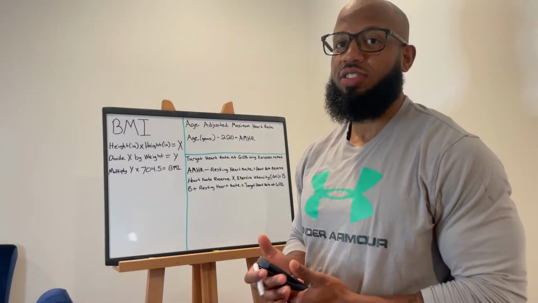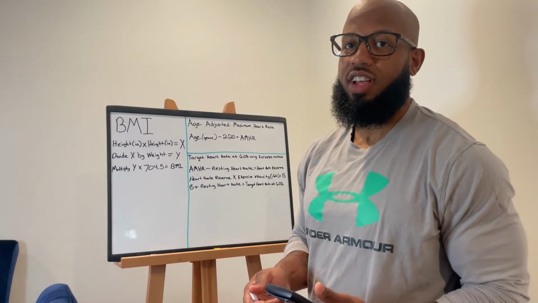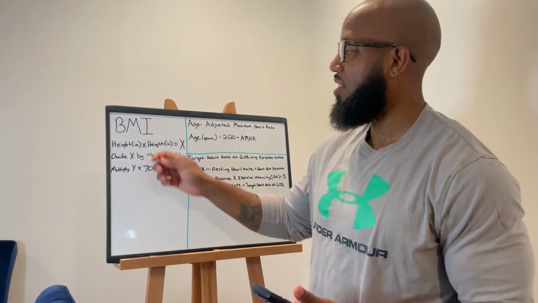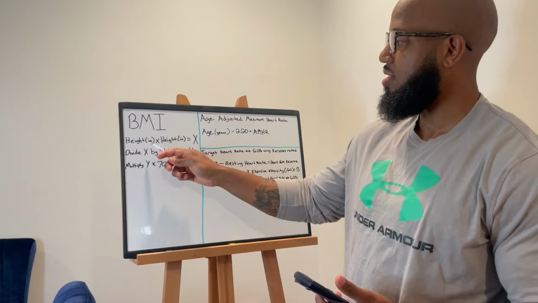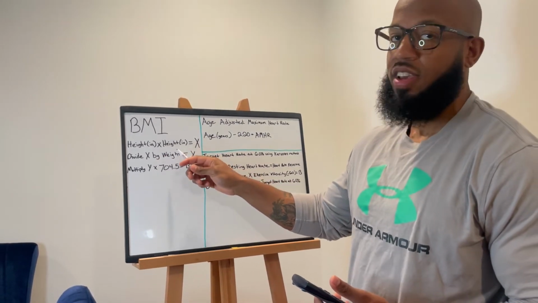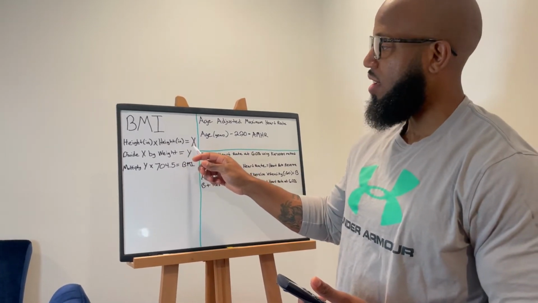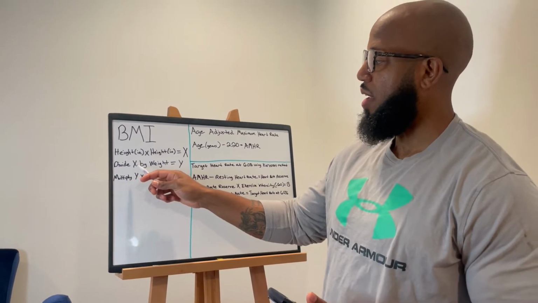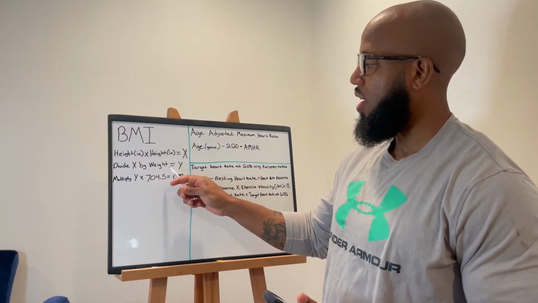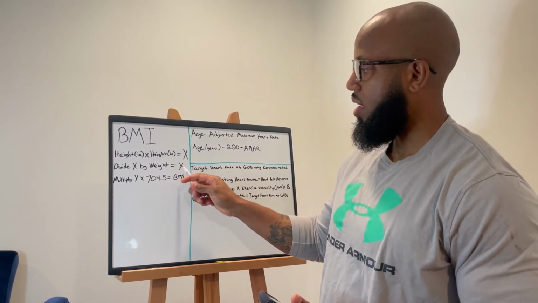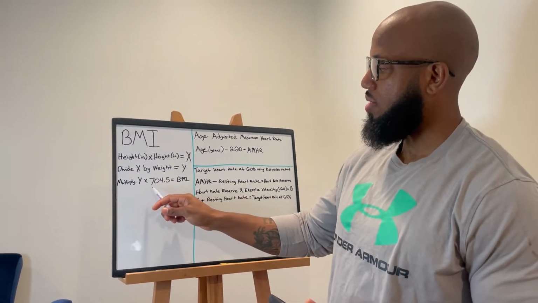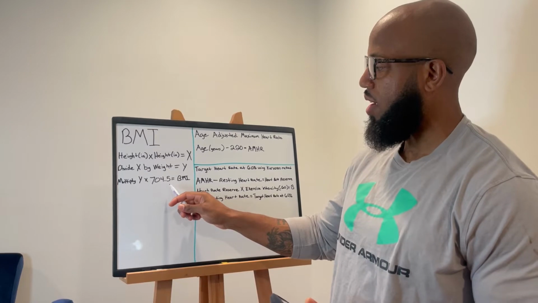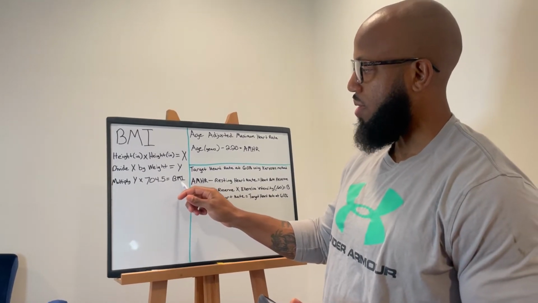All right, so now that you know the goals and objectives of today's class, we're going to start by calculating the BMI. So the formula for the BMI is height in inches times your height in inches, and we're going to call that answer X. And then we're going to divide X by your weight in pounds, and we're going to call that answer Y. And finally, we're going to multiply Y times 704.5, and that's going to give you your BMI.